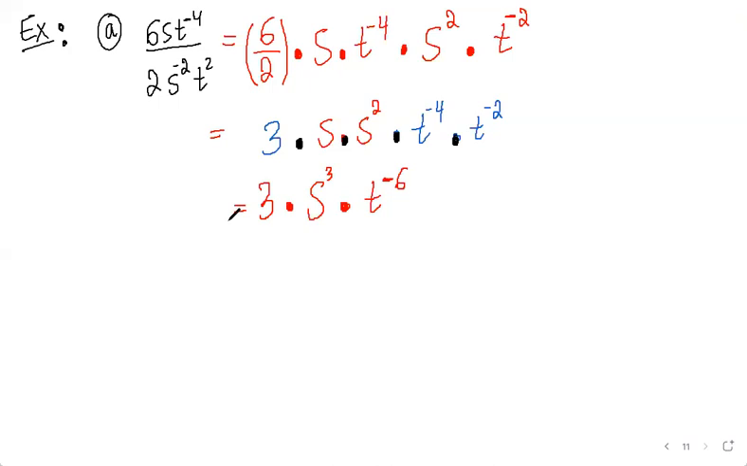Sir, I got something different. What did you get? I got 3 s to the 3 over t to the 6. Again, t to the 6. You get the same as this, s to the power 3 over t to the 6. This is correct, because here the negative exponent goes down and becomes positive.